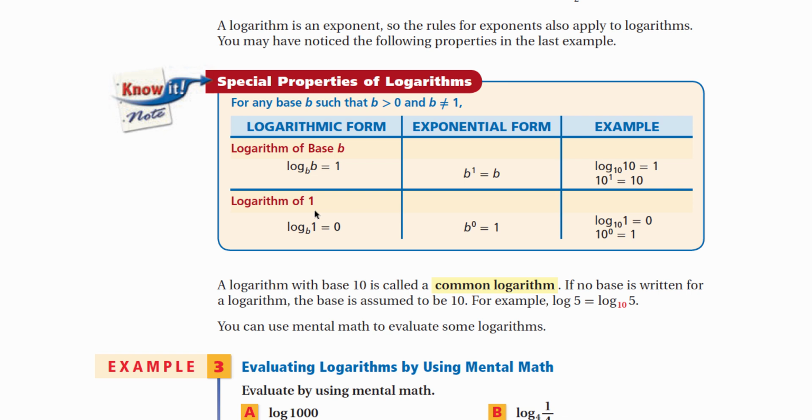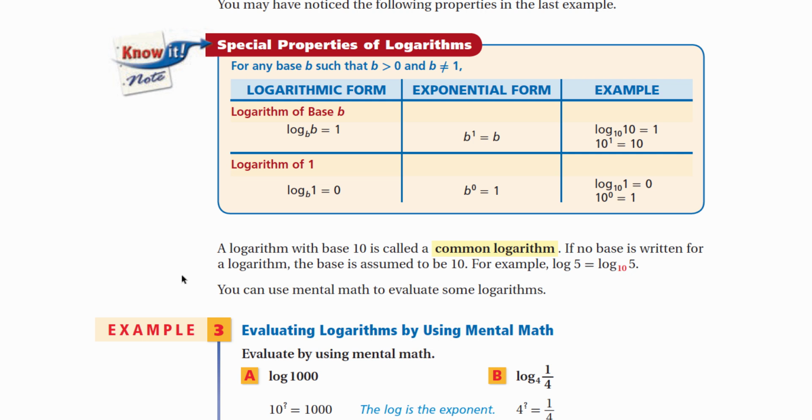The logarithm of 1 is always 0. Because the logarithm base b of 1 equals 0 can be turned into b to the 0, which is always equal to 1. And so an example of this is log base 10 of 1 equals 0. That means 10 to the 0 equals 1. And so these are the 2 properties we want to learn.